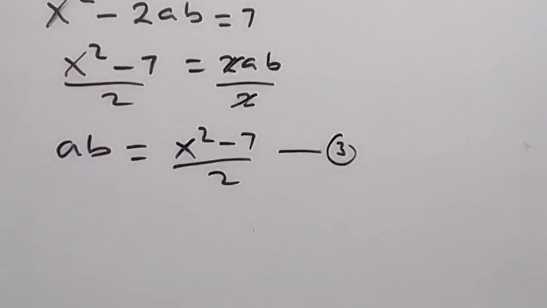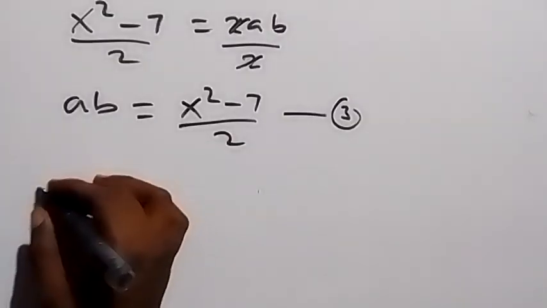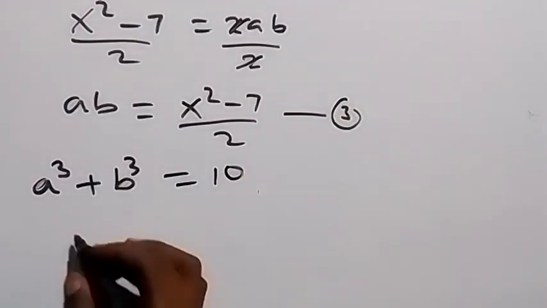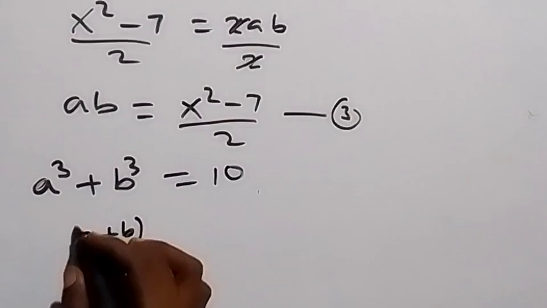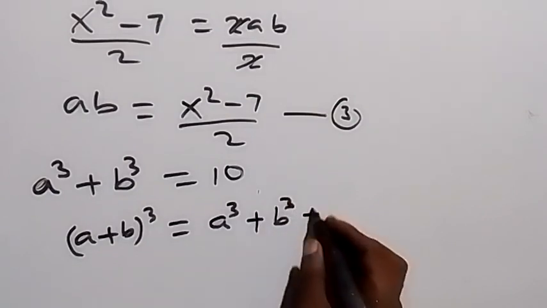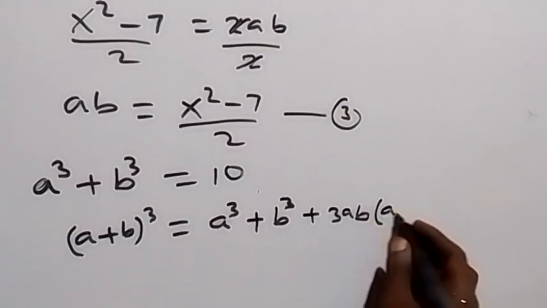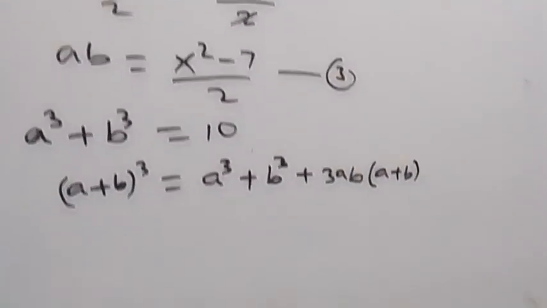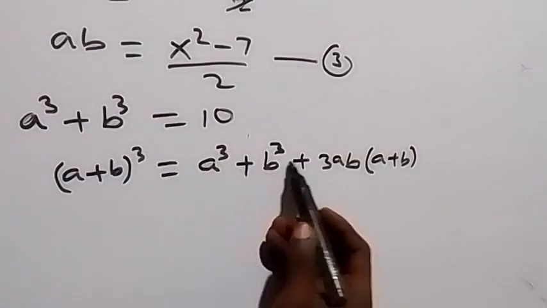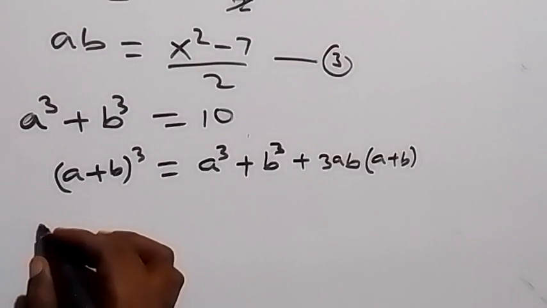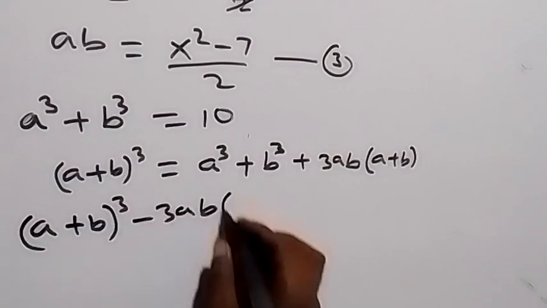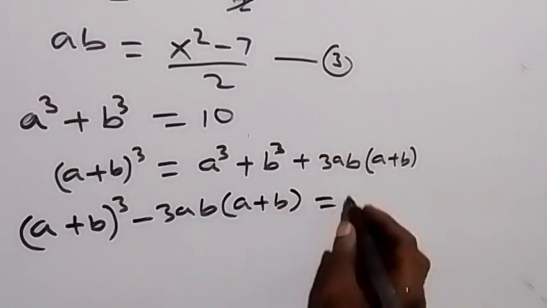And also from equation 2, we are given a raised to the power 3 plus b raised to the power 3 equals 10. Also from this identity, when we have (a plus b) all raised to power 3, we can write this as a raised to power 3 plus b raised to power 3 then plus 3ab into bracket a plus b. And similarly, we can take 3ab into bracket a plus b to the other side, and we are left with a cube plus b cube. So instead of writing a cube plus b cube, we can write (a plus b) all raised to the power 3 then minus 3ab into bracket a plus b, and this is equal to 10.